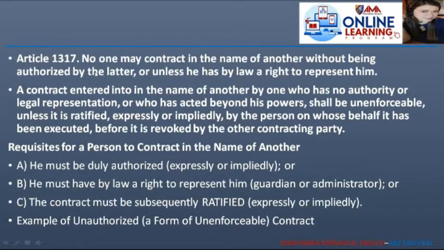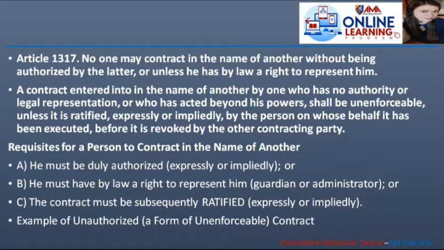Okay. Article 1317. No one may contract in the name of another without being authorized by the latter, or unless he has by law a right to represent him. I repeat, no one may contract in the name of another without being authorized by the latter or unless he has by law a right to represent him. Walang sino man ang may karapatang gamitin ang pangalan ng iba, ikontrata ito sa iba, pwera na lang kung merong authorization coming from that person, o naka-stipulate sa batas na meron kang karapatan para gawin nun.